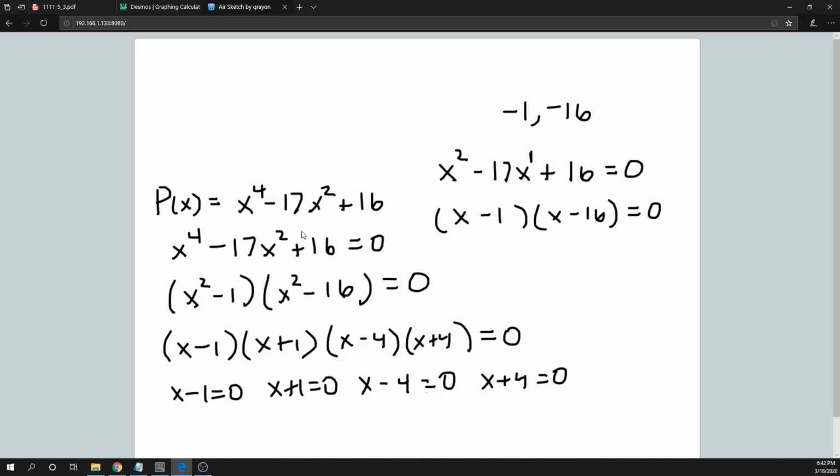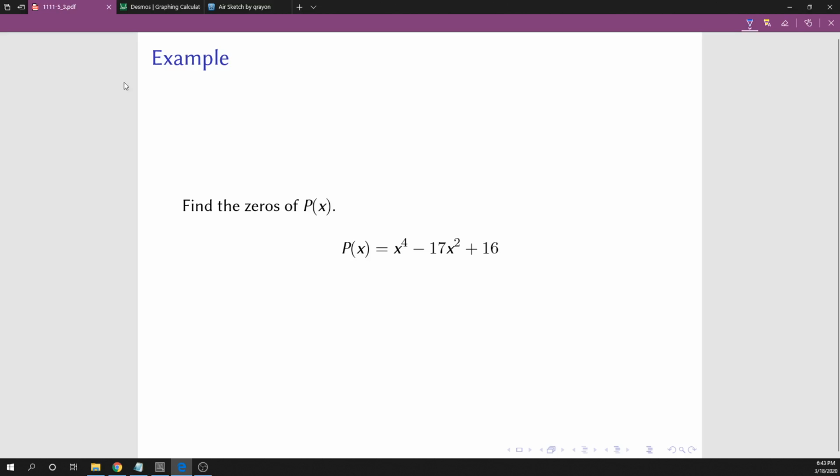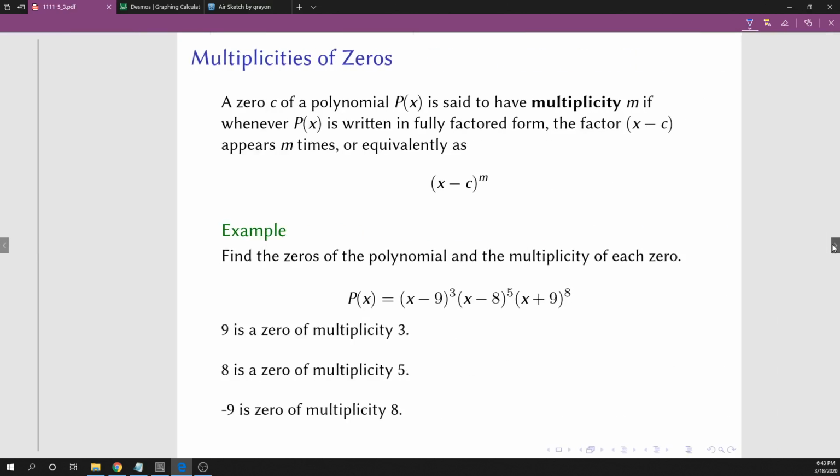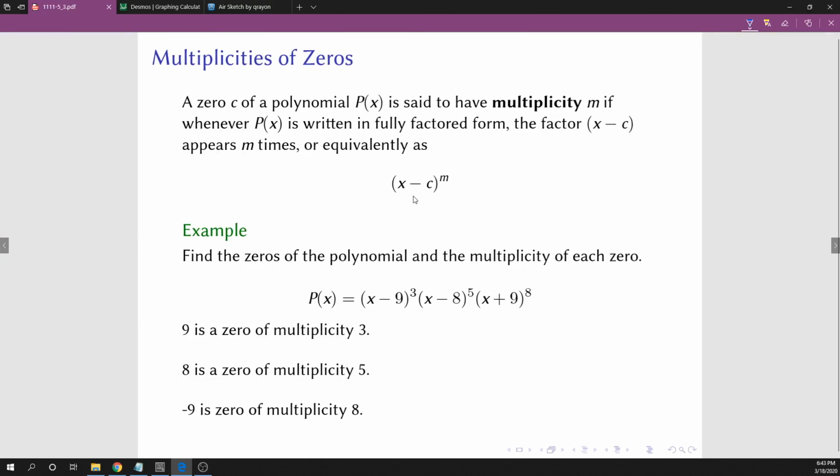So here we get x equals 1. Here we get x equals minus 1. Here we get x equals 4. And here we get x equals negative 4. So those would be the zeros of this polynomial: 1, negative 1, 4, negative 4. I think that's the last example in this video. And in the next video, we'll talk about multiplicities of zeros.